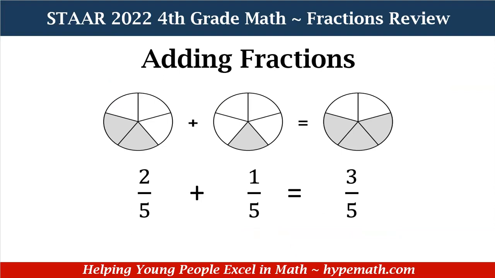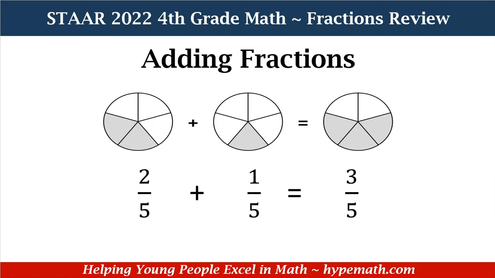Here we have an example where we have 3 circles. Let's look at the first circle. We have 5 equal parts, and of that, 2 are shaded. That is 2/5. Plus, we have another circle with 5 equal parts, and 1 of them is shaded.